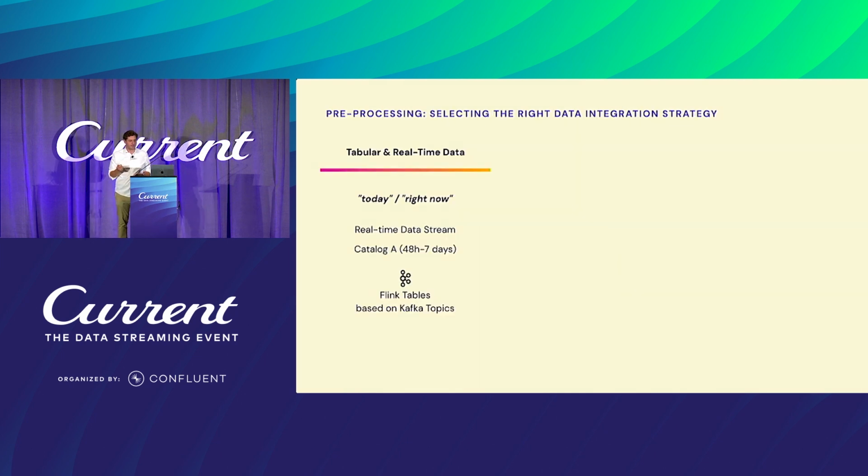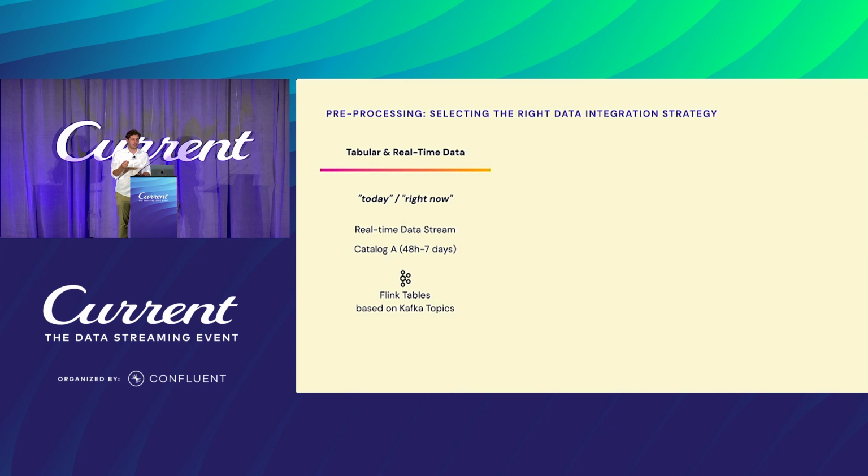So a very important step, as I mentioned, in this regard is pre-processing: selecting the right data integration strategy on the level of the Copilot. What we do there is we look very much at the semantics of a question that a Copilot user asks. In this case, you have, for example, words like today or right now, indicating that the data you're looking for is tabular real-time data, maybe sitting in a Kafka stream with retention periods of 48 hours to 7 days.